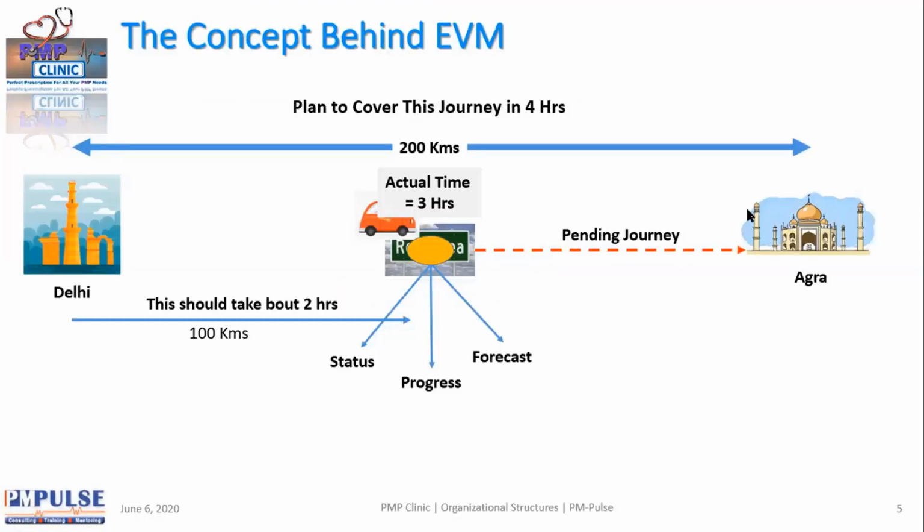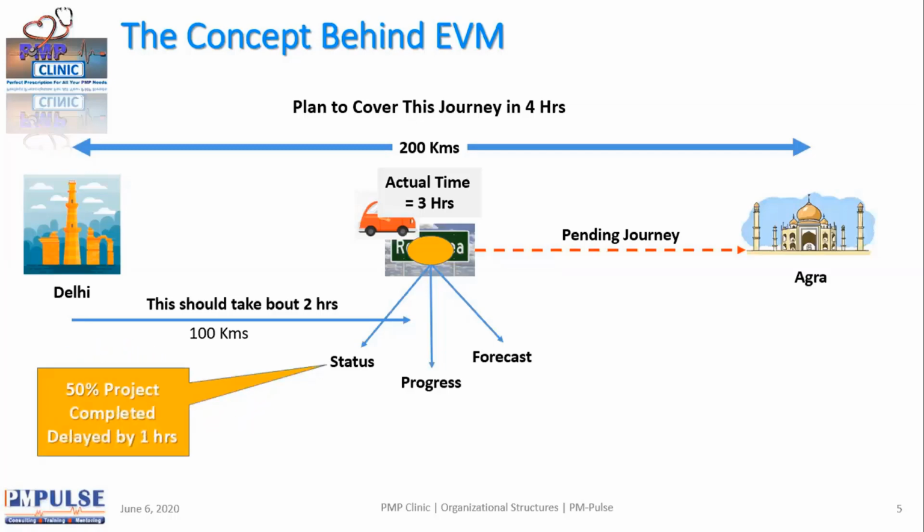Yeah. So, well, the status could be, well, you know what? We are behind schedule and we are already 1 hour late. We can even say 50% completed and we are already late by 1 hour, right? So how do we talk about it? Well, status right now in this project shows 50% project complete and delayed by 1 hour.